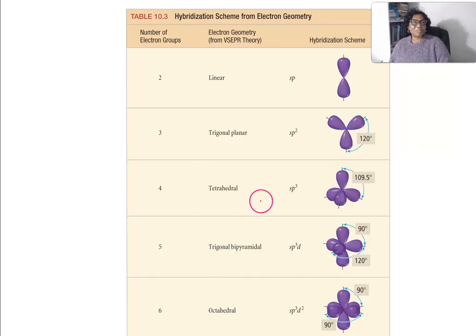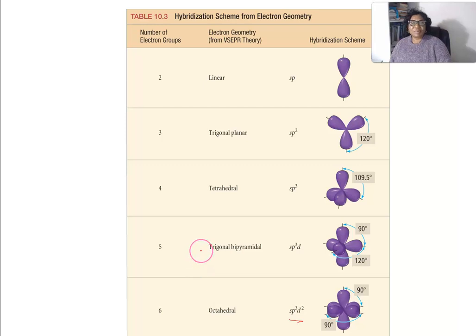So in this table, it's just a summary. Hybridization scheme from electron geometry. 2 is sp, 3 is sp2, 4 is sp3, and this is the shape of the molecules produced. 5 is sp3d, and 6 is sp3d2.